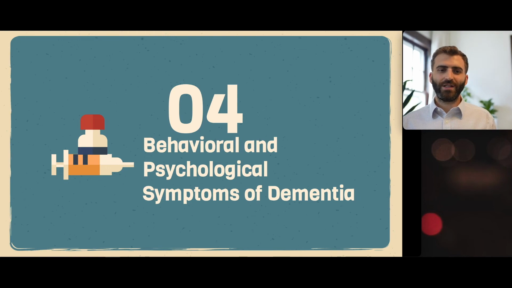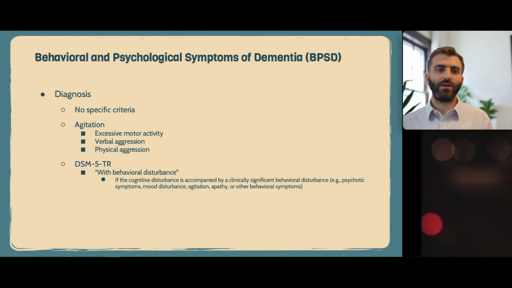The final section is behavioral and psychological symptoms of dementia. When you treat someone with dementia, you're often not just treating the dementia itself, you're treating these behaviors or aggression or violence that goes along with dementia. This section has a few slides about this. There's no specific diagnosis for behavioral and psychological symptoms of dementia. In the DSM-5, you will see "with behavioral disturbance." So this is when the neurocognitive disorder is accompanied by agitation, aggression, things like that.